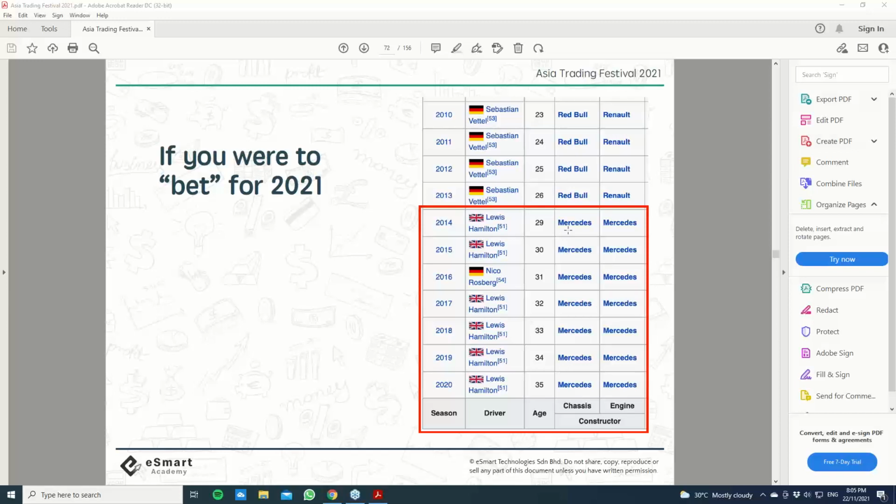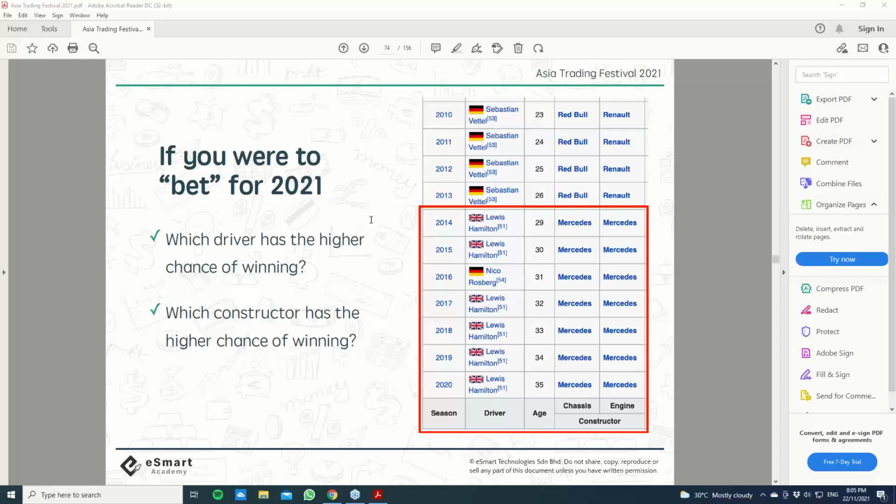Okay, if just based on the information I've provided, let's say today you have no idea what F1 is and never follow it, and I ask you to make your best guess for 2021 which driver and which constructor is likely to win. I think almost every one of you, even if you don't follow F1, looking at the stats would say Lewis Hamilton, who has been winning for the past 5 to 6 years, has a higher chance of winning this year as well.